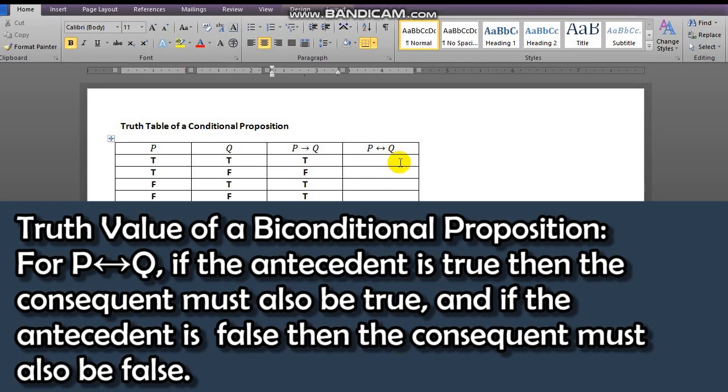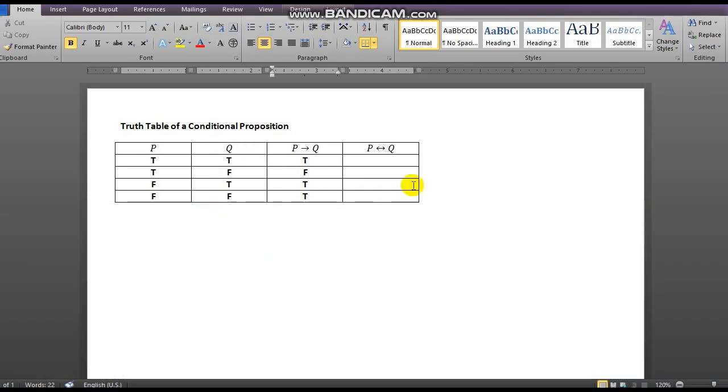For the biconditional proposition, if the antecedent is true, then the consequent must also be true. And if the antecedent is false, then the consequent must also be false. It goes both ways. Remember that the biconditional implies that P implies Q and Q implies P, it goes both ways. So for the truth value of P if and only if Q, we have this one.